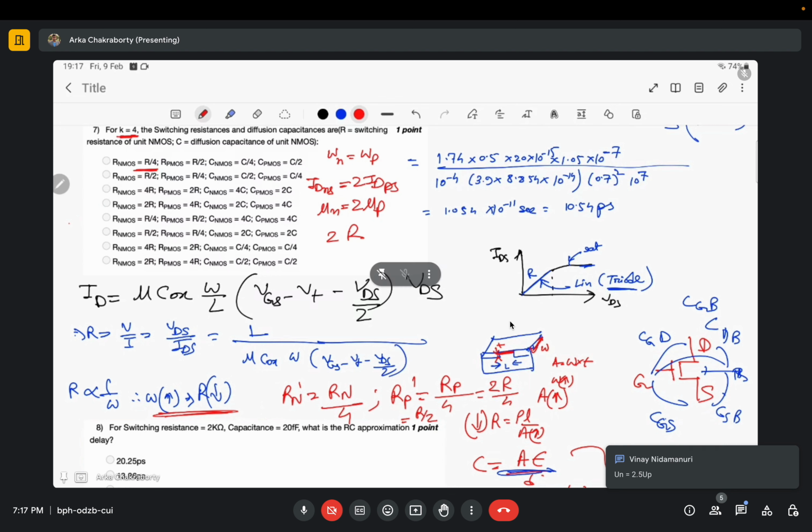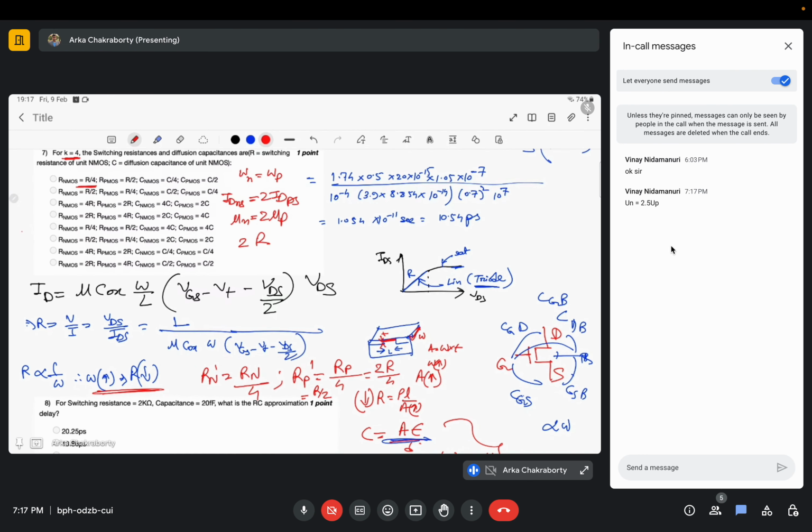Mu n is 2.5 times mu p. Like, mobility we're talking about. See, actually it depends. Generally we take the mobility of NMOS to be twice the mobility of PMOS, for simplicity of calculation, and even when we'll be designing, we'll be taking it, but actual mobility values will depend on the substrate that you are using and the doping that you are using, and it is in the vicinity of 2, a little bit high or a little bit lower than 2.